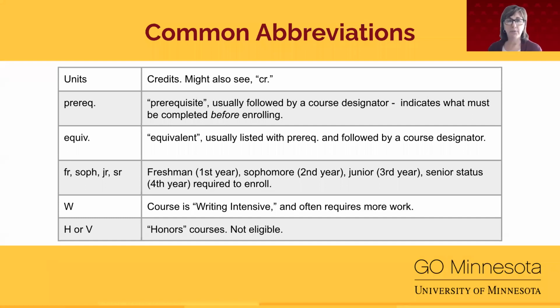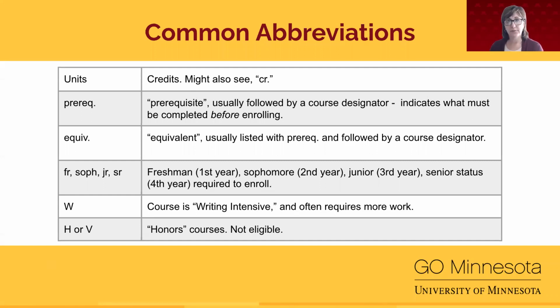And finally, some of the courses you'll see have a letter following: W, H, or V. W means that the course is writing intensive and often requires more work. H or V refers to an honors course, and you would not be eligible to take that class.